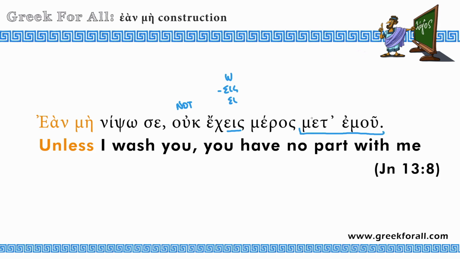So the preposition meta works with two cases. When it stands with the genitive case, it means with. And when it works with accusative, it means after. So we look at this word, we see the genitive ending, and this is why the word meta means with. So with me. So this is what we have. Unless I wash you, you don't have a part with me, or you have no part with me, you have no share with me. So here you have it, our construction, it works perfectly here.